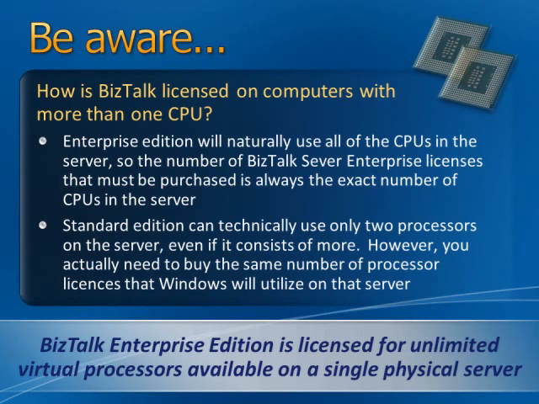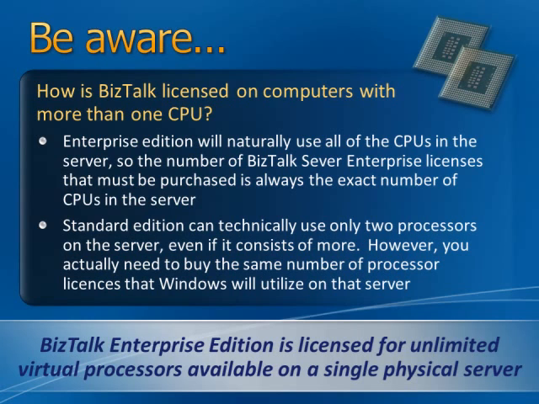Standard edition, however, can technically only work with 2 processors, even if the server has more processors in there. So obviously if you were running Standard edition on a 2 processor server, that's great, you'd buy 2 processor licenses and everything's fine. If you were running it on a 4 processor server, because Windows Server, which would be sitting underneath BizTalk, would be utilising all 4 processors, you would then need to buy 4 processor licenses. So it is quite important to note that even though it technically can only use 2 processors, you will need to license all of the processors that Windows Server is utilising.